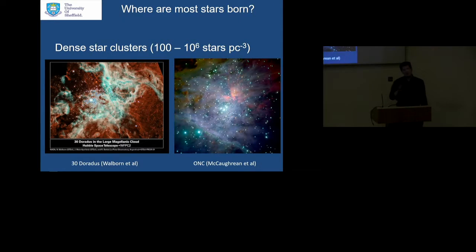If you look at young stars, we know that a fraction of them are found in very, very dense clusters, anywhere between 100 to 1 million stars per cubic parsec. This is the closest star cluster with very massive O-type stars to the Sun. This is the Orion Nebula cluster. And even further away in the Large Magellanic Cloud, you have R136, and this hosts the most massive stars that we know about in the universe.